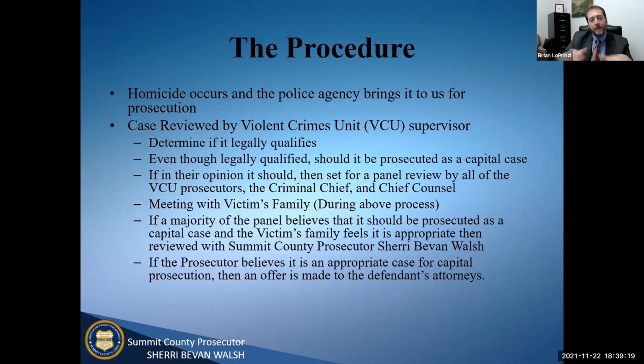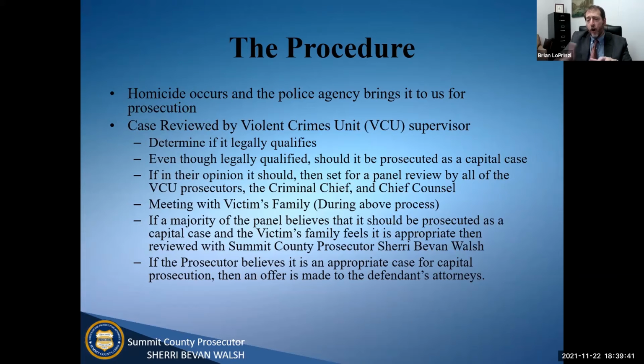And then after that process, we talk to the victim's family. And if the victim's family doesn't want us to pursue a death sentence, typically we won't do it. But it's not an absolute. So it depends on the facts of the case. But we definitely take their input very seriously.